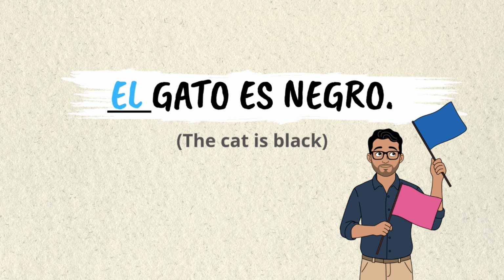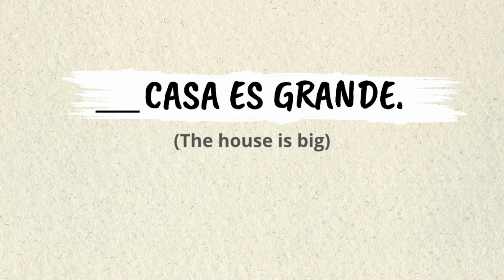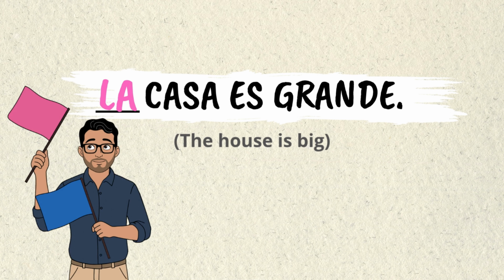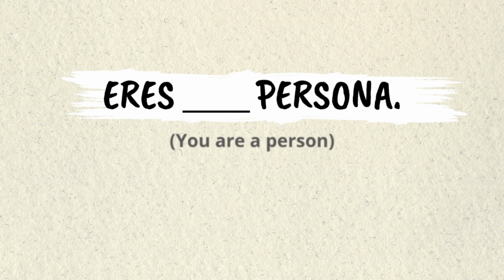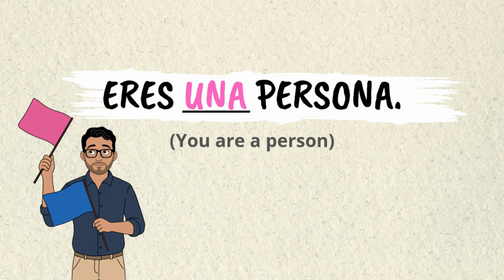El gato es negro. We use el because we are talking about one specific black cat, not just any cat. La casa es grande. We use la because we are pointing out and describing a specific house. Eres una persona. We use una to define what someone is in a general sense. You are a person.